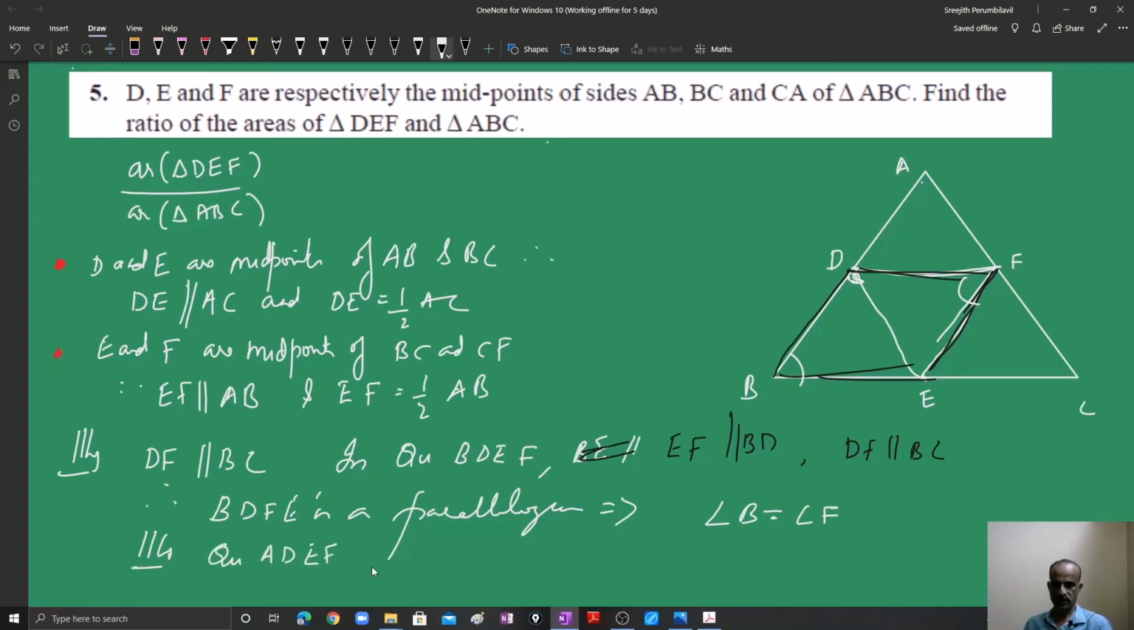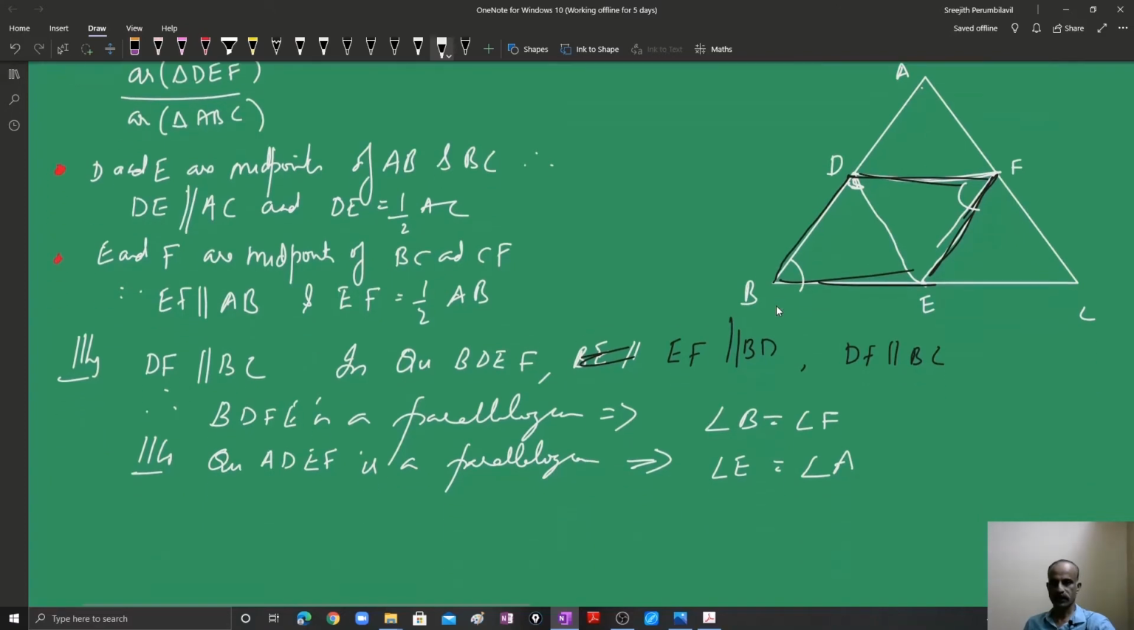Similarly, quadrilateral ADEF is also a parallelogram. This implies that angle E is equal to angle A. Now, these are the two things that we have right now. One is that we know that these two angles are equal: angle B is equal to angle F, and similarly angle A is equal to angle E. So these are two parallelograms where the corresponding angles are equal.